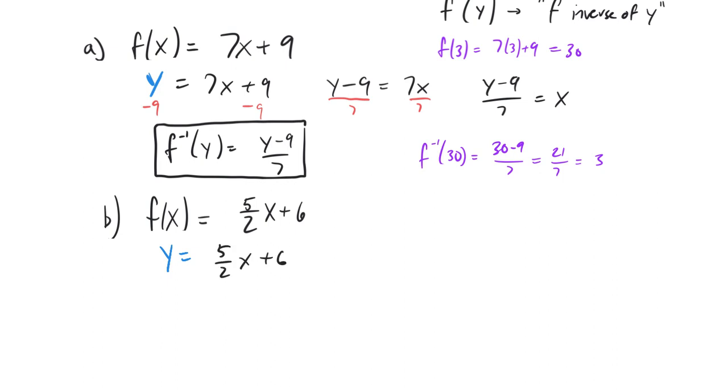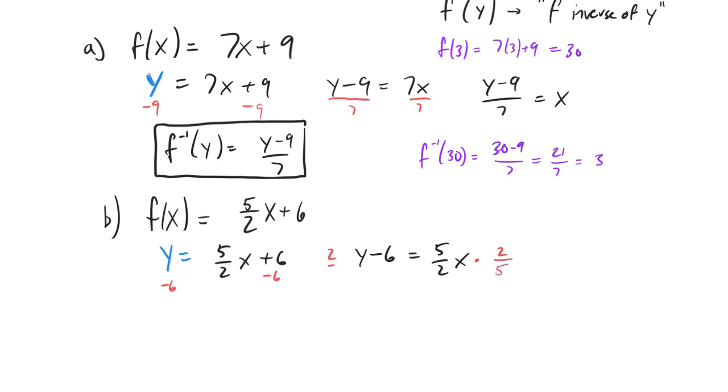I just want to focus on getting x by itself, so I'm going to subtract 6 from both sides. So y minus 6 equals 5 over 2x. Here I want to think about getting rid of that 5 over 2, so I don't want to divide by 5 over 2 because I don't really know what it means to divide by 5 halves. So instead, we're going to multiply by the reciprocal. So we're going to multiply by 2/5.